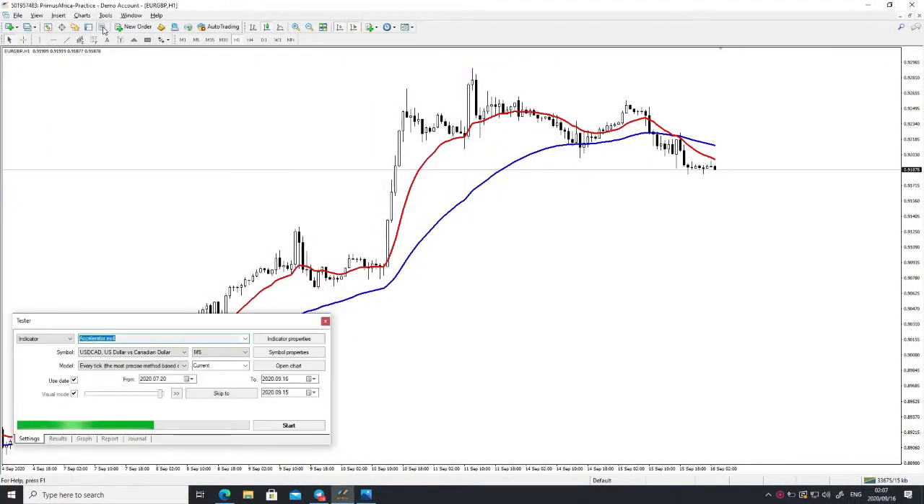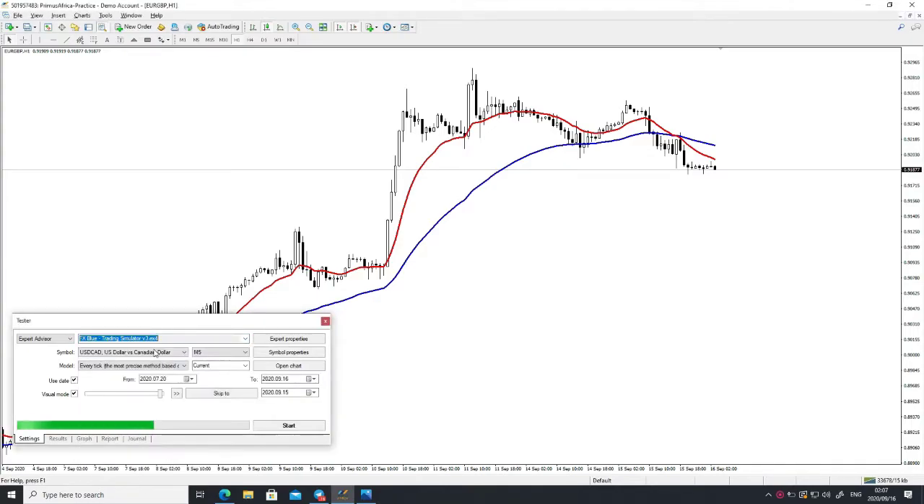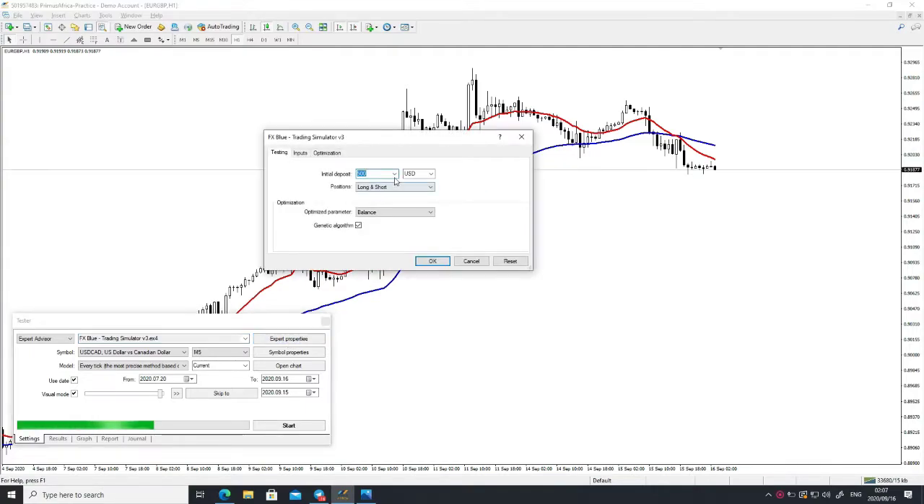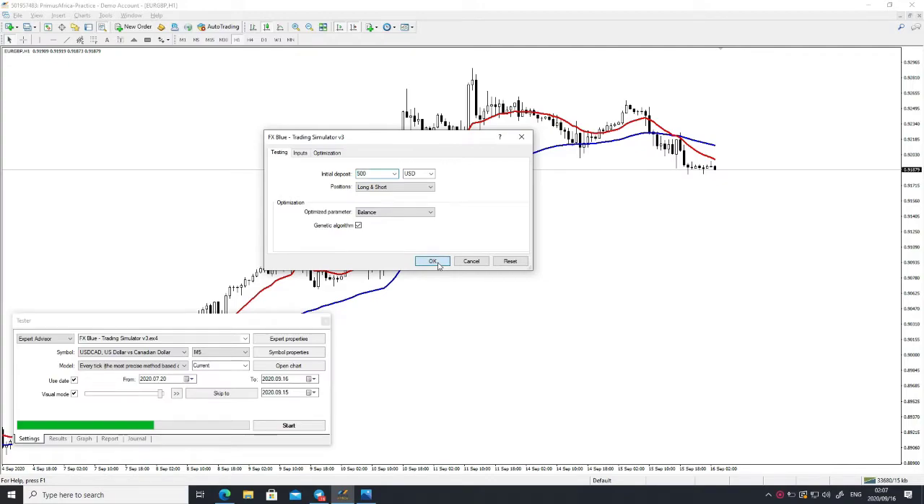So now I'm going to quickly set up my tester and select my expert advisor and select FX Blue Trading Simulator. On expert properties, I'm going to choose the amount of money I want to trade with, and for now I am good with $500. Alright, so input, everything good there, and we're going to click OK.